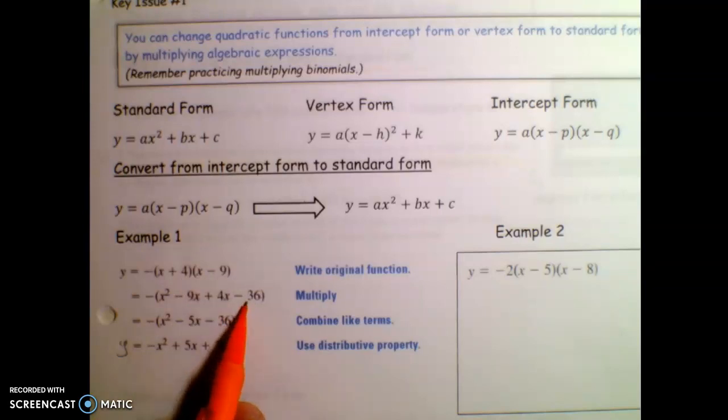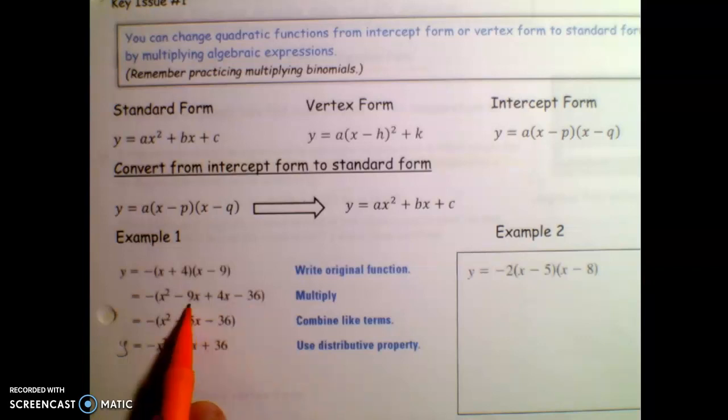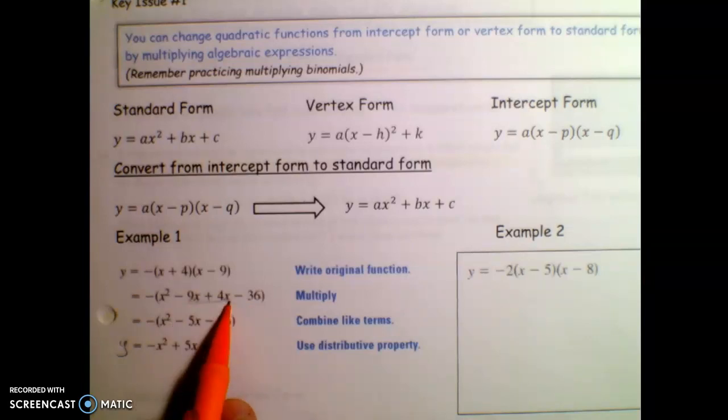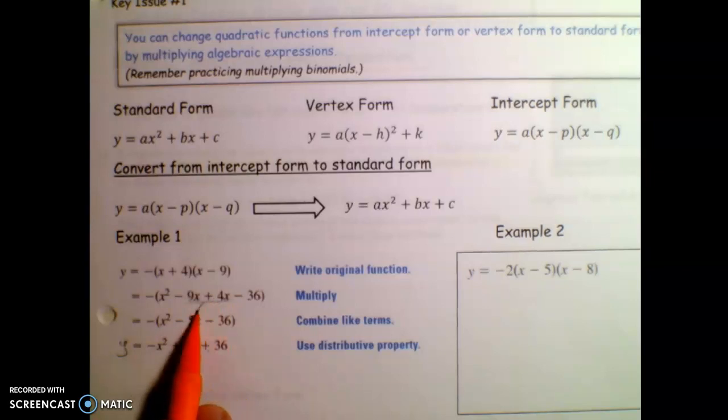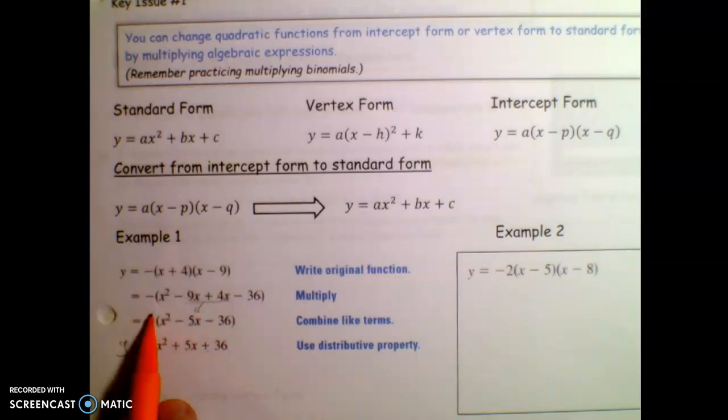The next step we're going to do is combine like terms. So we're combining these two terms here. We have negative 9x plus 4x. And if we combine those, we get negative 5x. All right, so we bring down our minus sign. We bring down our parenthesis, bring down x squared, and we have minus 5x minus 36.